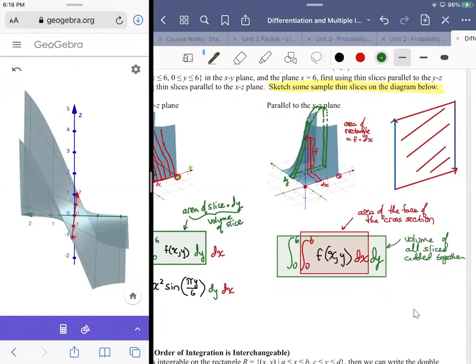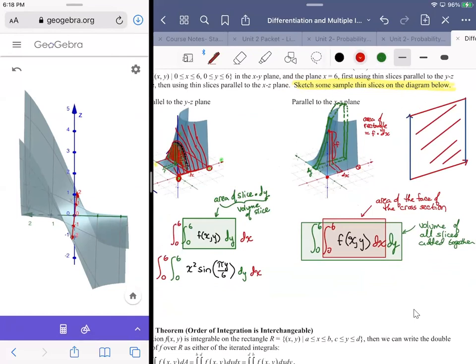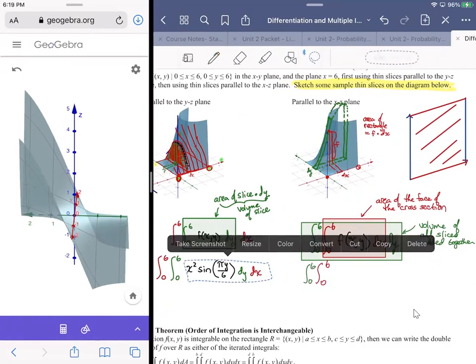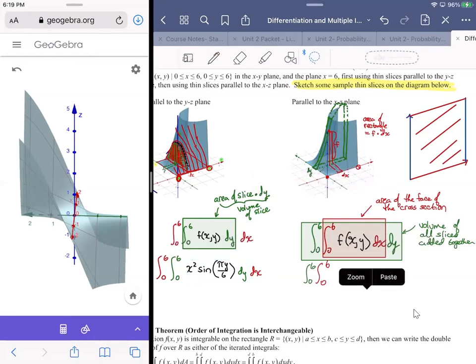So either way, we should end up with the same result from integration. So we're looking at, and I'll do it in green, 0 to 6, 0 to 6 again, and then our function, but with the variables of integration, the order of integration, reversed. All right, now these two things, because we're talking about the same solid, should amount to the same result.